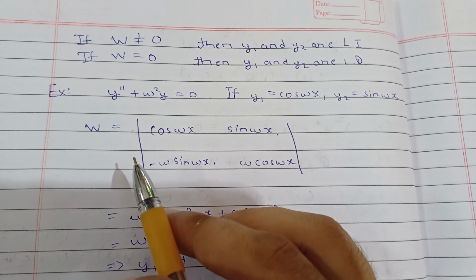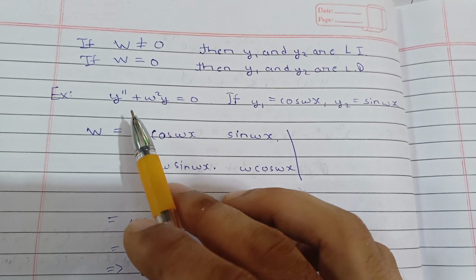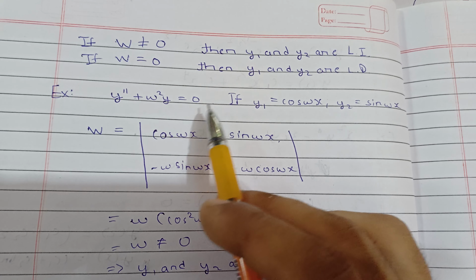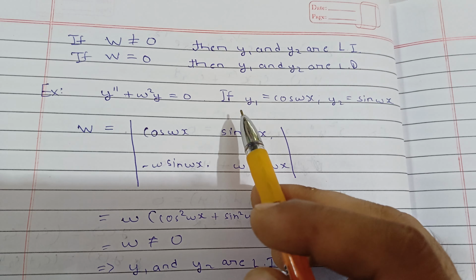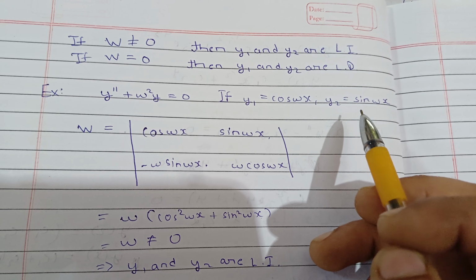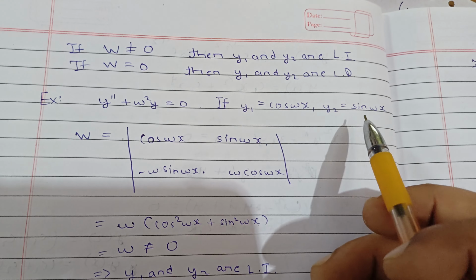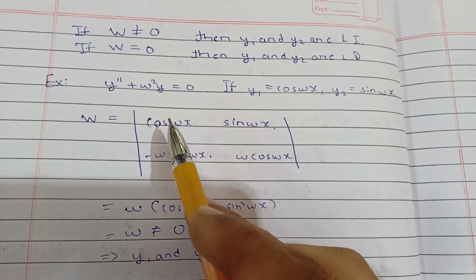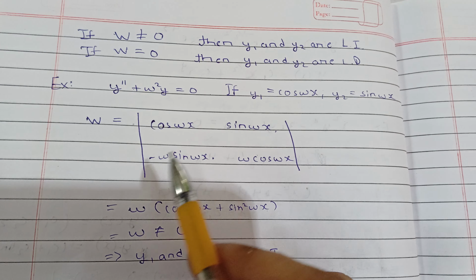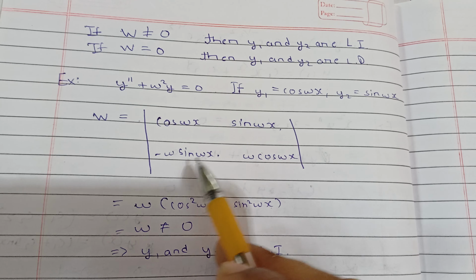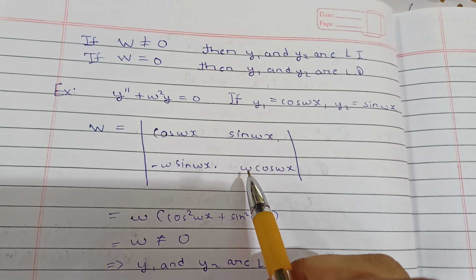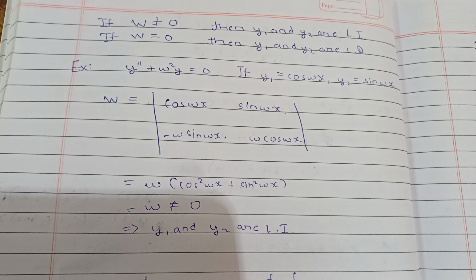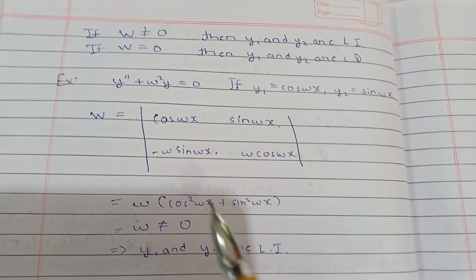Now let's see an example. This is our equation: y double dash plus omega square y equals 0. Say y1 equals cos omega x and y2 equals sin omega x. These are the solutions, so we put them in the Wronskian determinant. It will be cos omega x here, sin omega x here, and the differentiation of these will be minus omega sin omega x and omega cos omega x. Solving this determinant, we get omega, which is not equal to 0. So we say that y1 and y2 are linearly independent.